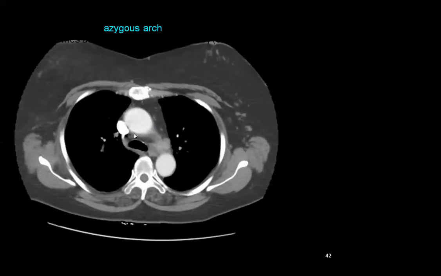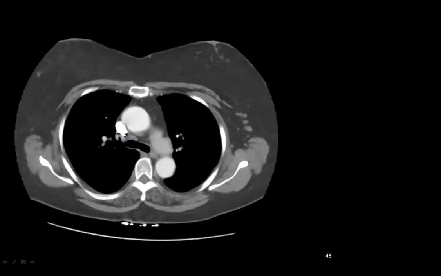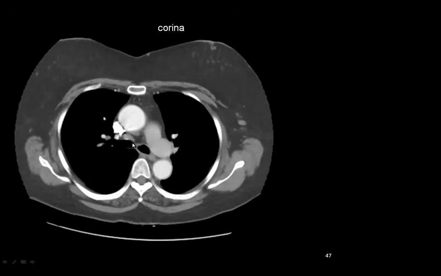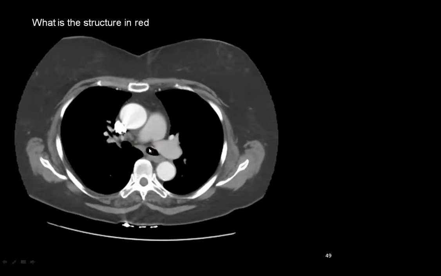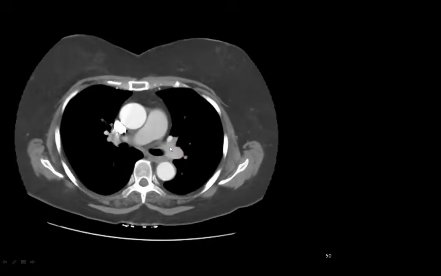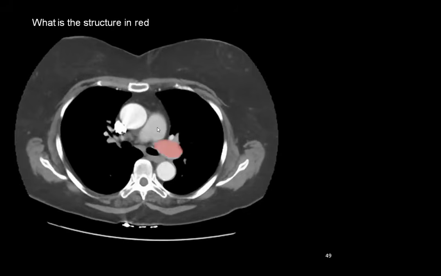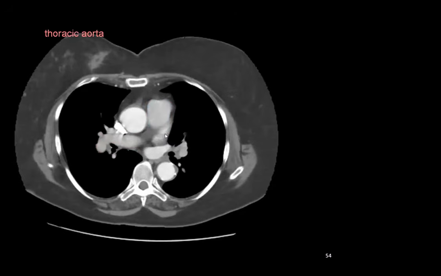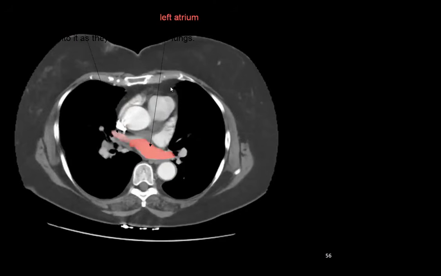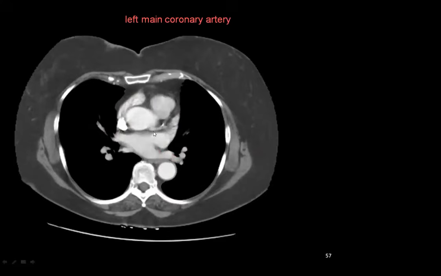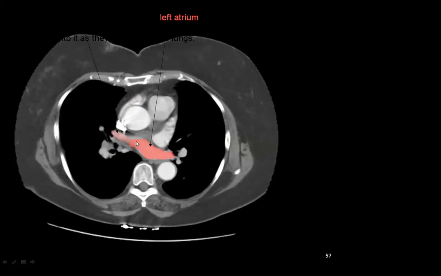Then this is the azygous vein. The azygous vein drains to the superior vena cava. Then this is the carina. Then this is the pulmonary trunk and the left pulmonary artery. Then the ascending aorta and descending aorta. This is the left atrium.